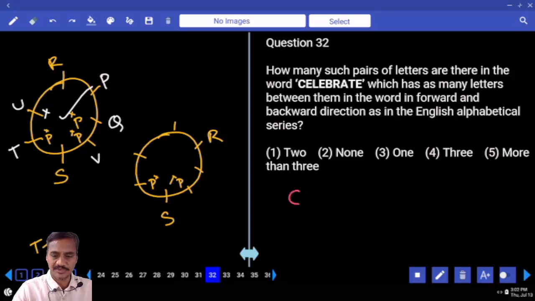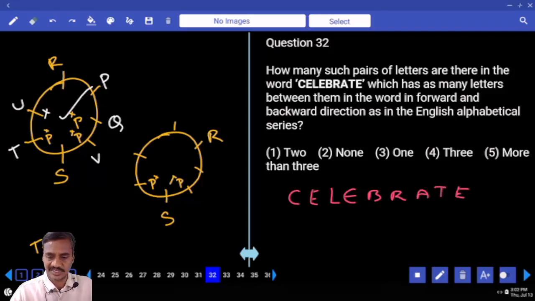Now in the word celebrate, C-E-L-E-B-R-A-T-E. Now in this word celebrate, L-M-N-O-P-Q-R, B-C-D-E-F, R-S-T, there is a pair here. And left to right there is only one pair.